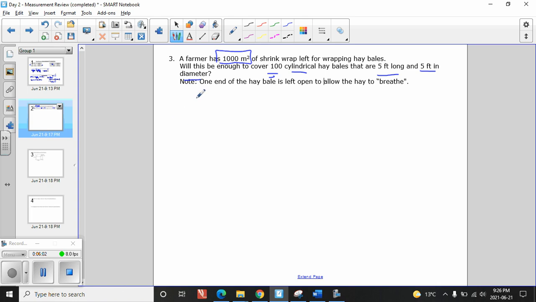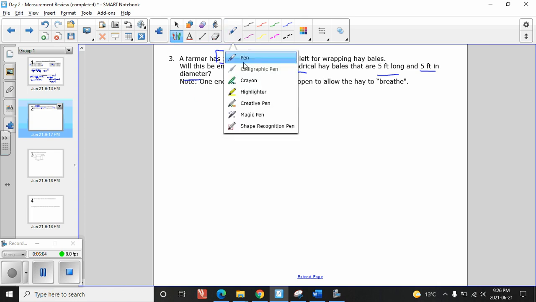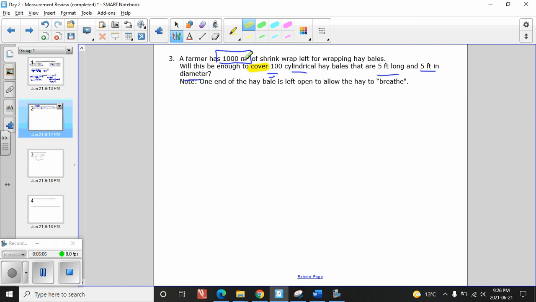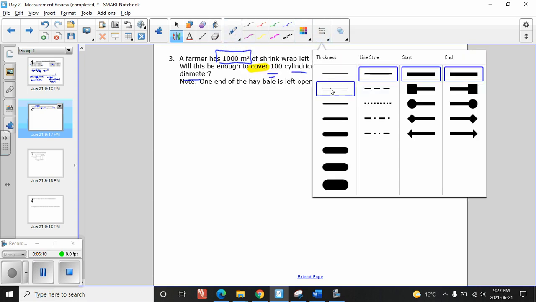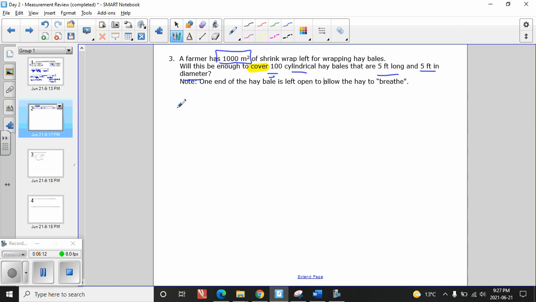If we're trying to cover them, that word is a clue. Covering is like the surface area. We're covering the surface of the hay bale. So we're going to need to picture a cylinder. You can have it on its side like a hay bale, or you can have it upright, it doesn't matter.